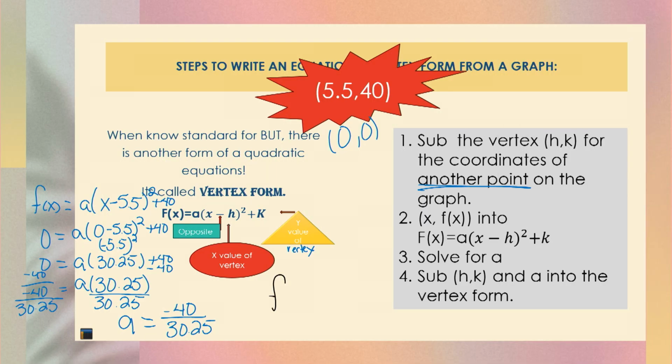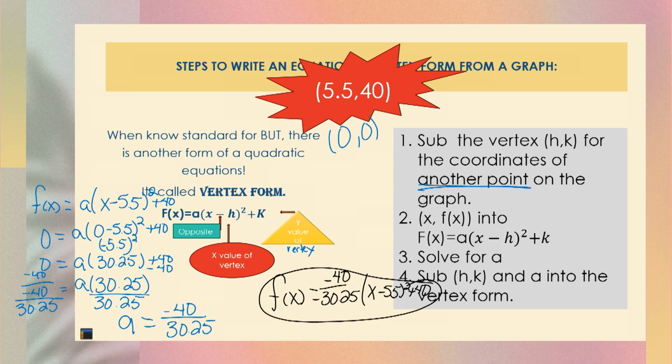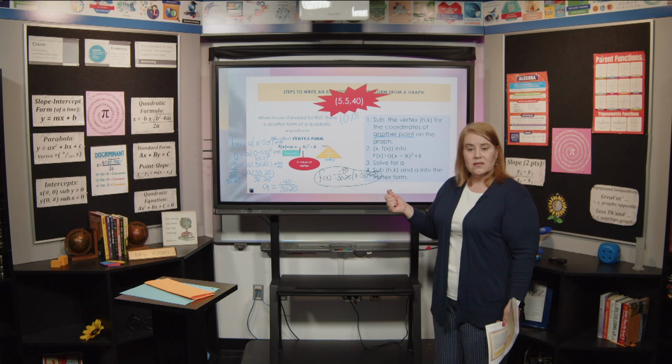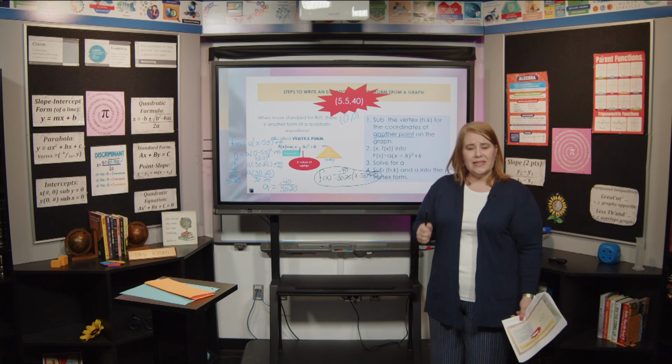I have f of x equals a, which is negative 40 over 30.25, times x minus my x value of my vertex, which is 5.5, squared plus 40. So I have my quadratic equation. Now, Ms. Killen, are you sure we did it right?